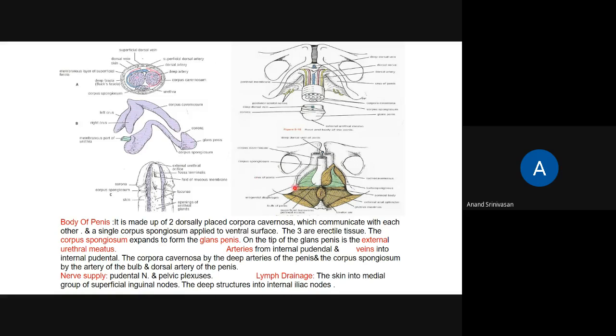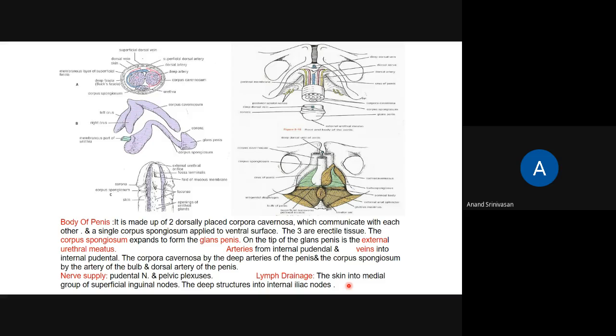As I said before, these are supplied by the artery to the bulb of the penis and the dorsal artery of the penis, and the nerve supply is by the pudendal nerve. For lymphatic drainage, the skin of the penis drains into the medial group of superficial inguinal lymph nodes, whereas the deep part of the penis drains into the internal iliac lymph nodes.